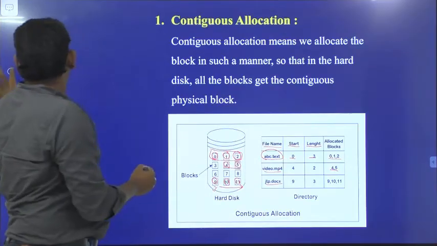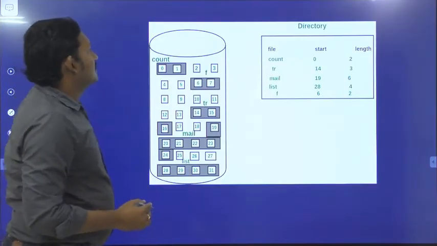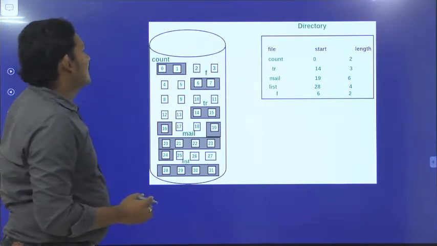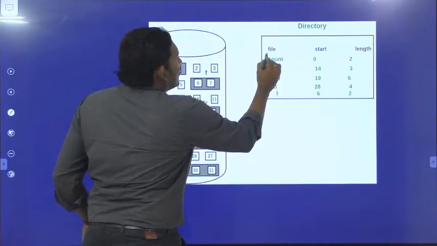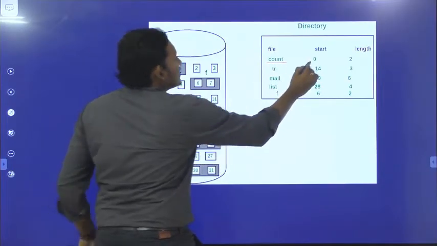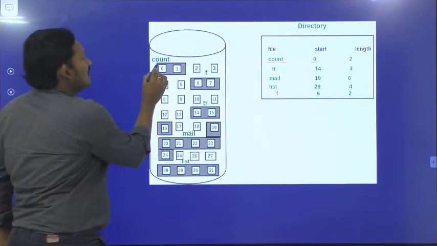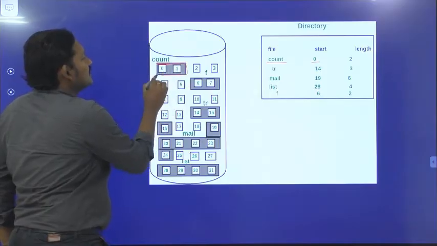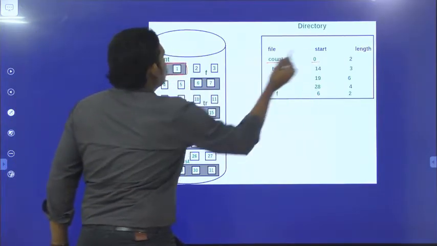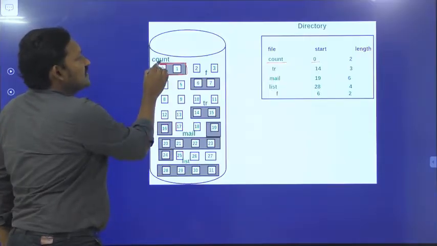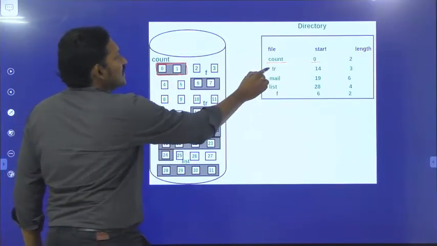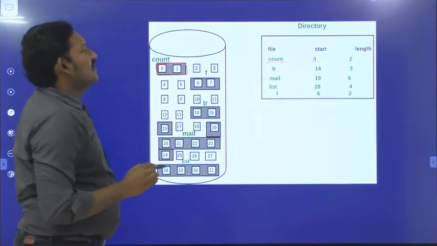We will see one more example. This is similar to the previous example, also contiguous memory allocation. Here the file name is count, and the starting address is 0. The length is 2. Next is the TR file.